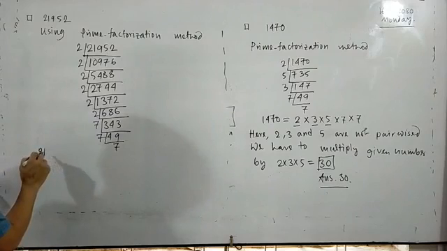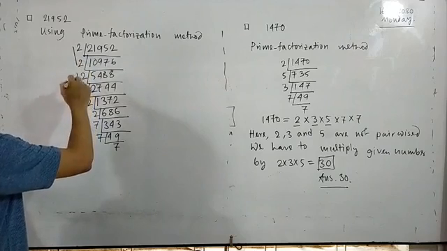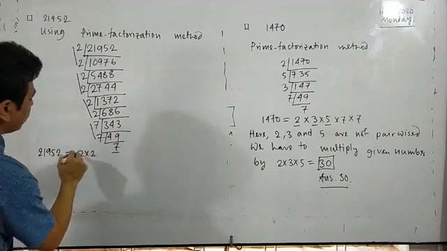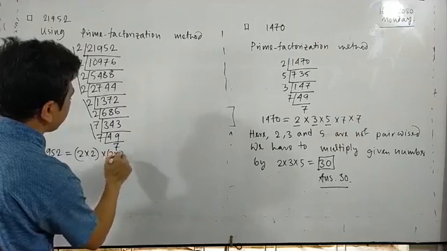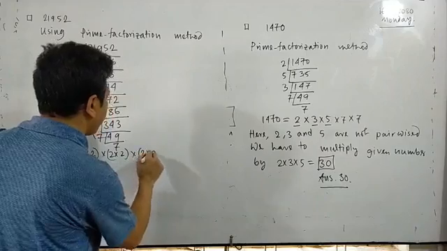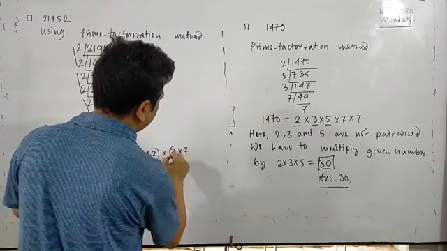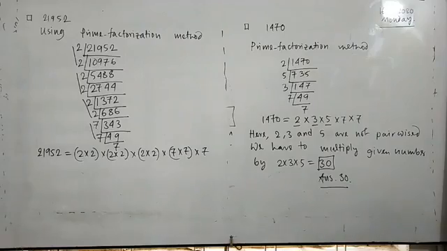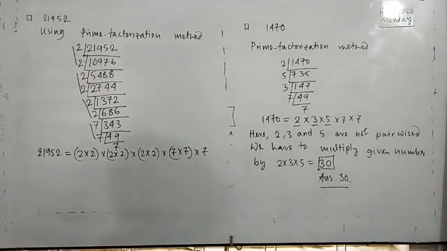So 21952, okay. Look at this pairwise: 2 2, here is 2, here is 7, here is 7. So we can write 2 into 2, and 2 into 2. How many pairs? 1, 2, 3, 2 into 2. And here is 7 into 7, and the last is 7 here. So 7 is unpaired. If we divide by 7, then 7 by 7 will be 1, so automatically it will be a square number.